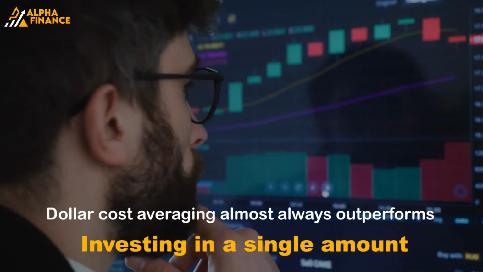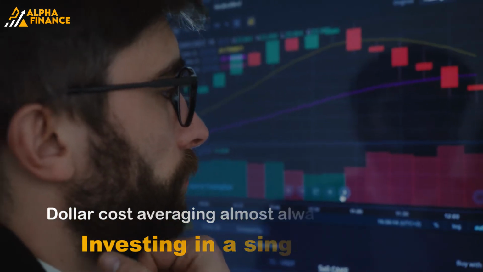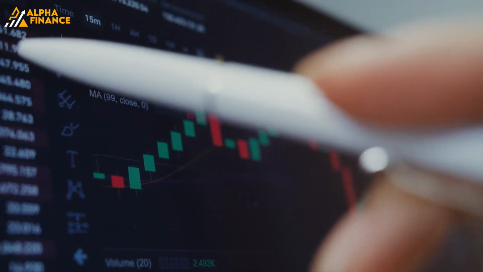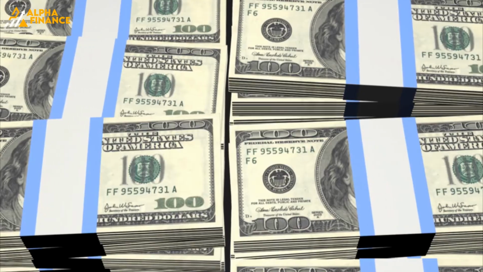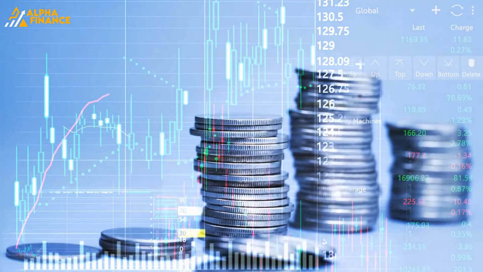Also, remember that dollar cost averaging almost always outperforms investing in a single amount. Dollar cost averaging has beaten out lump sum investment 2/3 of the time. Dollar cost averaging is preferable to investing everything at once because it provides stable returns while lowering the danger of becoming one of the majority who try to time the market and then despair when it turns against them.